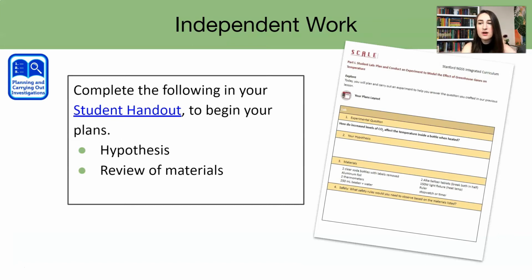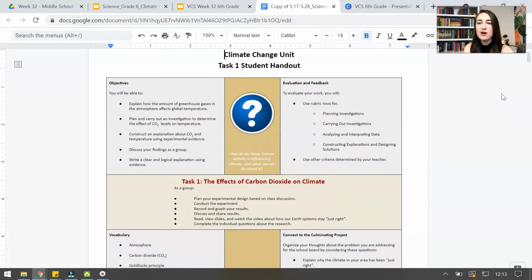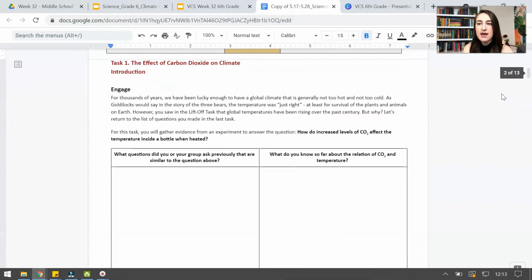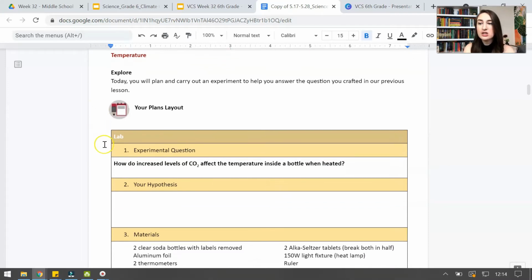This is your independent work, so complete the following in your student handout to begin your plans, the hypothesis and review of materials. So let's go do that. So I have my copy here of our student handout. We are going to scroll down and we are right here. Part 1, Student Lab, plan and conduct an experiment to model the effect of greenhouse gases on temperature. Explore. Today you will plan and carry out an experiment to help you answer the question you crafted in our previous lesson. So let's look at the lab here.